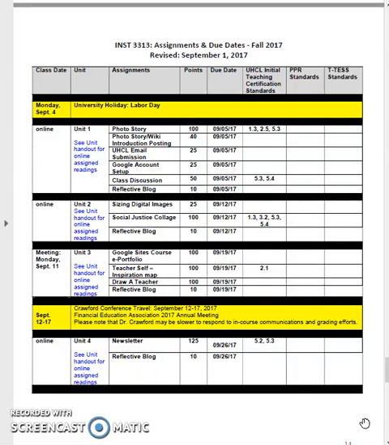Unit 2 is merely manipulating different types of digital images, resizing them, creating a social justice collage, focusing upon your choice of a topic that is social justice related, and developing a collage of pictures, putting pictures together in different ways and means to tell a story about the social justice topic that you have decided upon. And also notice another reflective blog.